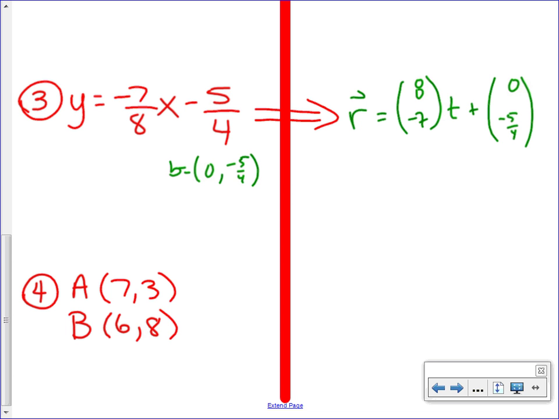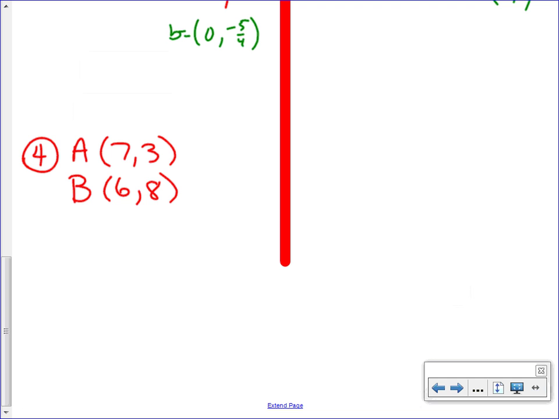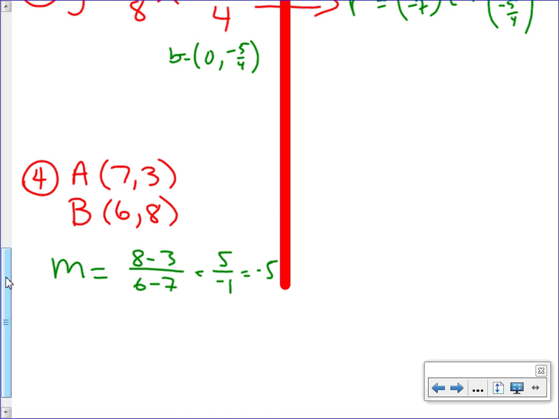What do we do about the last one? Find the slope! How do we find the slope? M is equal to? Negative 5. How'd you do that? 8 minus 3, 6 minus 7, 5 over negative 1, which is negative 5. Okay, here we go. So there's the slope.